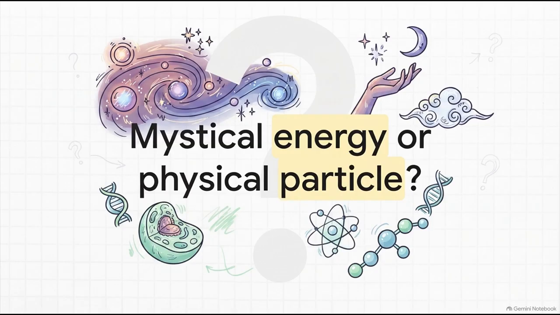Our source text points out a massive trap we all fall into. Modern people wrongly try to force ancient concepts into modern physical or mystical boxes. We try to replace the word qi with modern terms like matter or energy, and when we do that, we completely lose its original meaning. Because in reality, it's actually neither of those things.